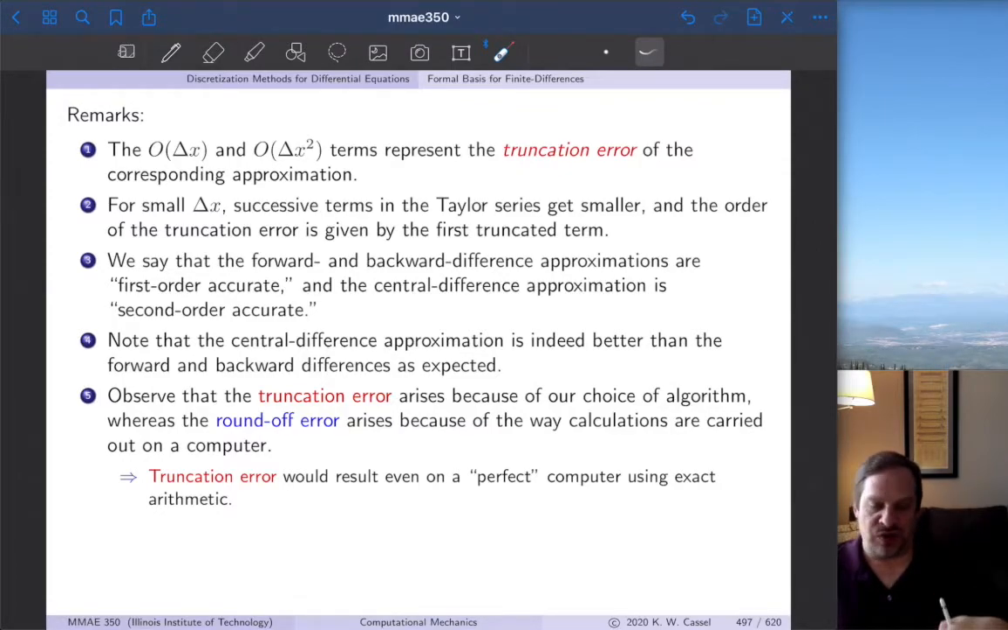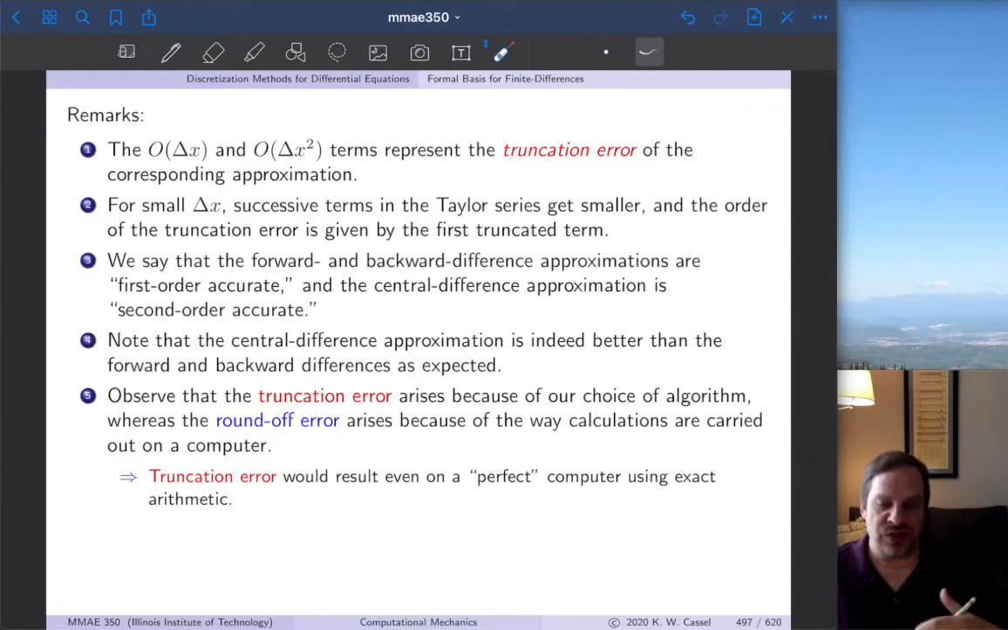Same thing as if I were to use a finite element method, that would determine the truncation error. The round-off error, which we discussed earlier in the semester, comes from a different source. That comes from the fact that we're doing calculations, additions, subtractions, multiplications, and divisions on numbers on a computer. So the truncation error is always there.